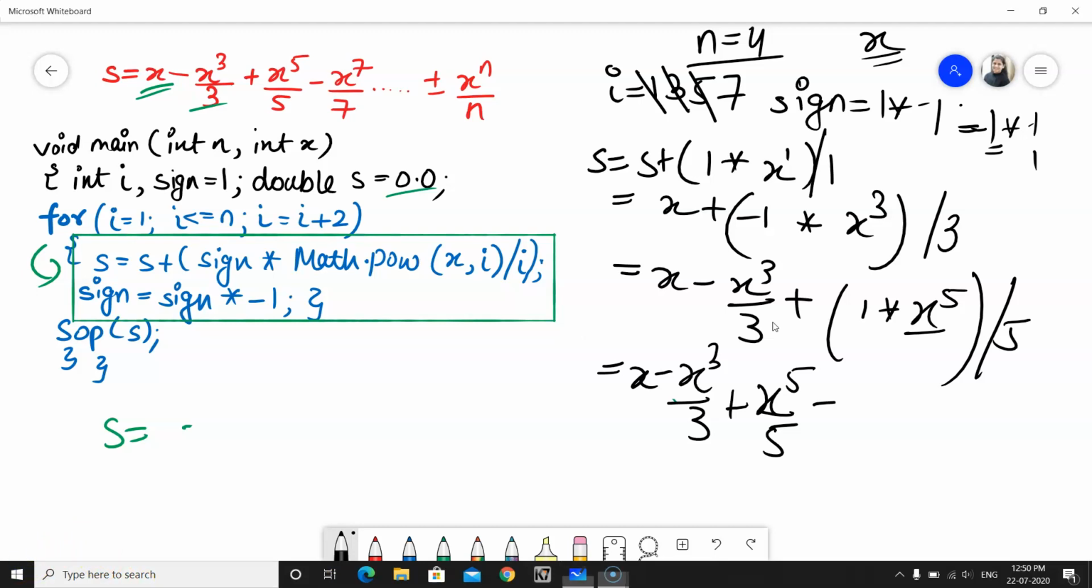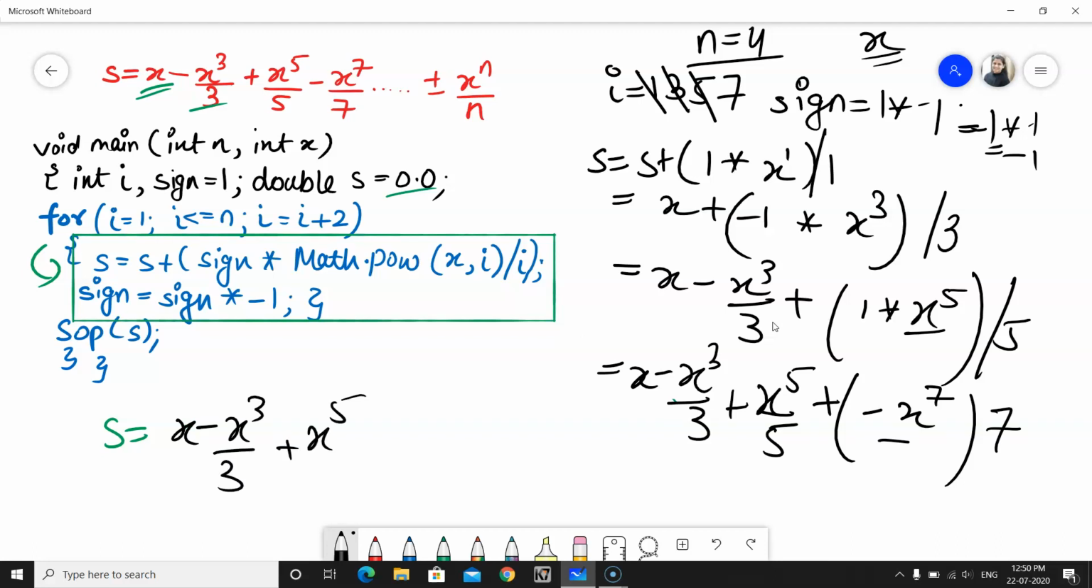It will be 7, and then we will multiply by minus 1 because now the sign will be updated and become minus 1, and it will be minus x raised to the power 7 upon 7. So it will be x minus x raised to the power 3 upon 3 plus x raised to the power 5 upon 5 minus x raised to the power 7 upon 7. So let's update this value, it has to be 8, then only it will work, because when the i value becomes 9, the check 9 less than or equal to 8 is false, and we got our 4 terms.